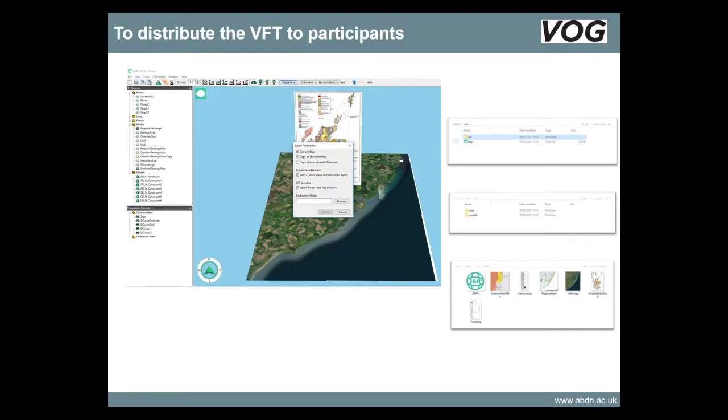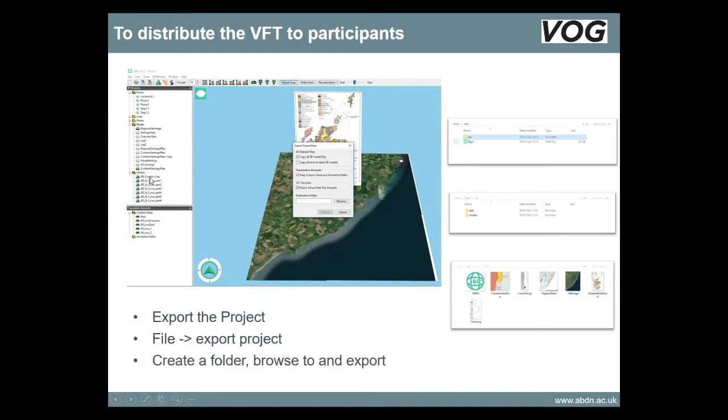The first thing you do, once you've created your storyline and you've got all of your data and everything is ready to go, and you're happy with your field trip, is go to File, Export Project. Up on the File menu, Export Project, not Save, Export, and you create a folder called, you know, day one, or whatever you want to call it.